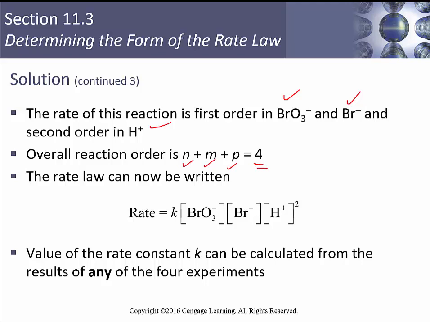So we're going to write this out as our rate is equal to K times BrO3 to the first power times Br minus to the first power times H plus concentration to the second power. And all you do to solve for K is you go back to any one of those initial experiments and plug in the values for the 3 different concentrations and put in the one value for the rate that you calculated and just solve for K.